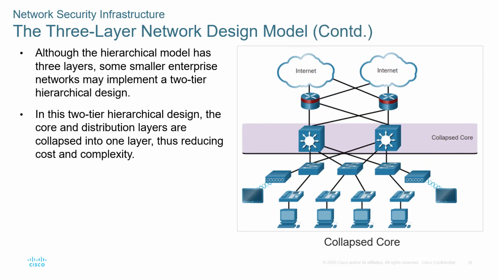What you'll end up seeing is oftentimes a collapsed core. That is where the core and the distribution layers are combined. And then we have the collapsed core and an access layer. That distribution layer is completely gone. In reality, the distribution and the core switches can be combined. It's just a matter of how you design your network. And you'll notice here with this collapsed core, we have multiple links to our switches, ensuring communication.